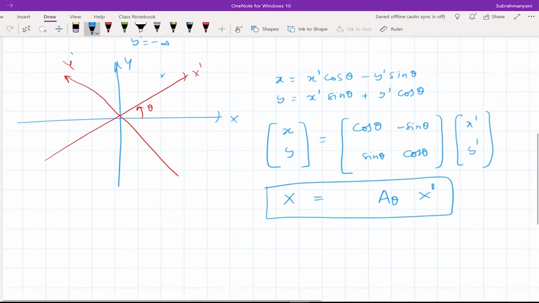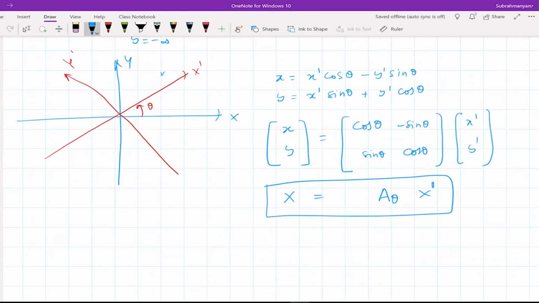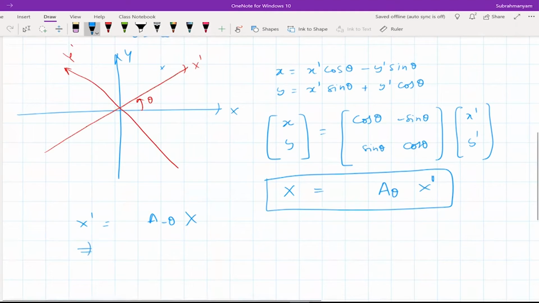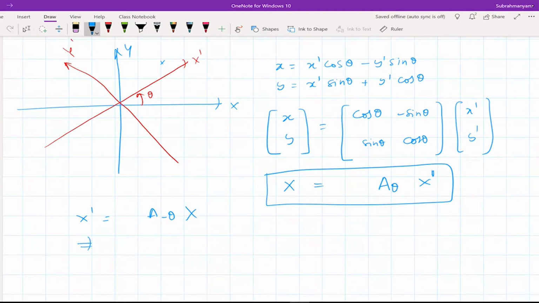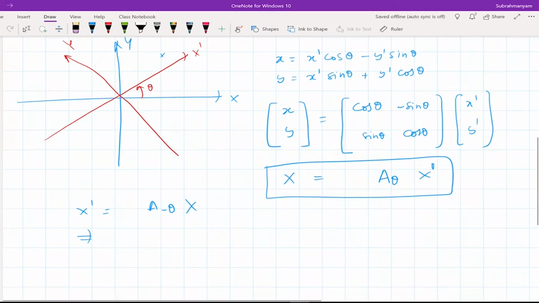Now we also derived values for x dash from this. That turned out to be x dash equal to A of minus theta times x, right? This is the expression we got. How did we get that? You just multiply both sides with the inverse, and A theta inverse becomes A minus theta. That's what we got. So if you want me to write it in full form, it would be x dash equal to x cos theta plus y sin theta.